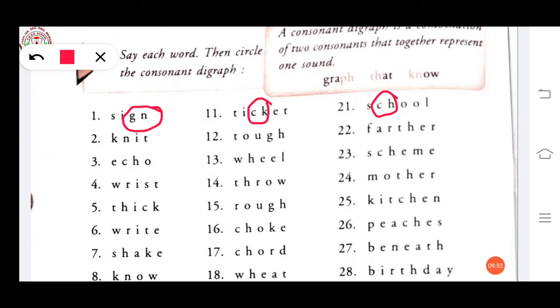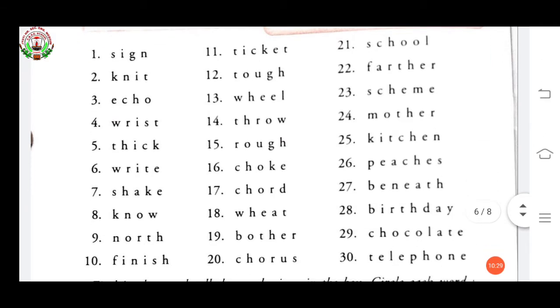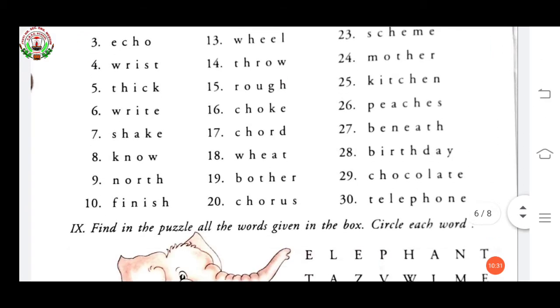Well, first you have to say each word aloud and then you have to notice which two consonants are making one sound. Now, you can say here tough, GH; wheel, WH; throw, TH; rough, GH. So like this you have to do this exercise. The rest is your homework. You have to try, okay, and I will give the answers in the PDF. So just once you have to try this.